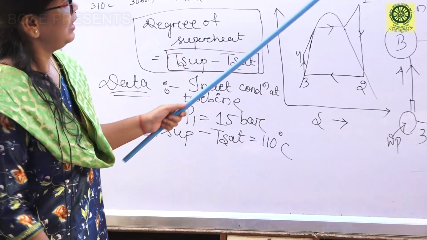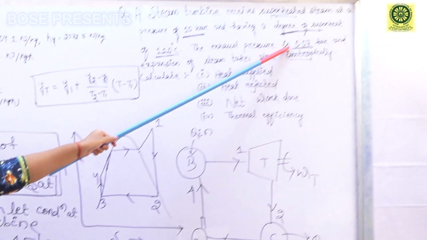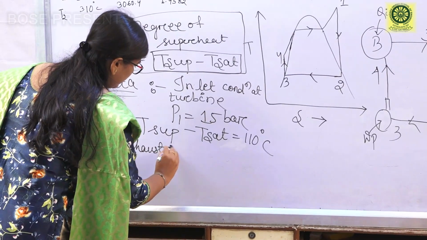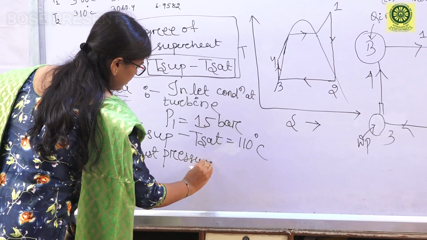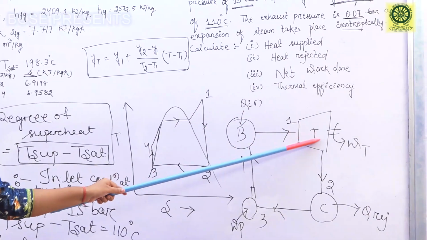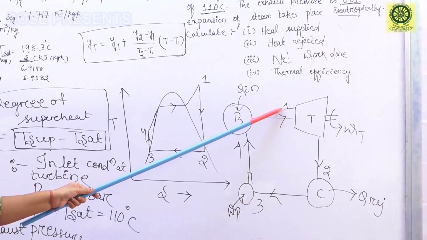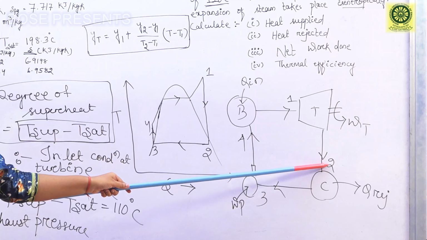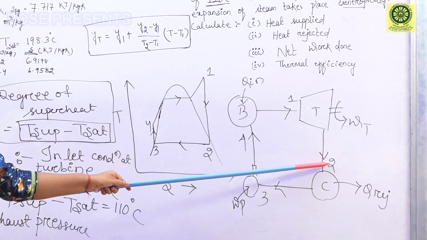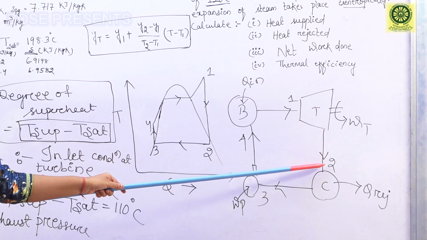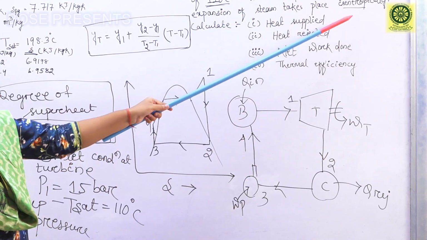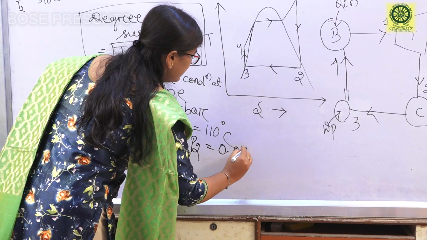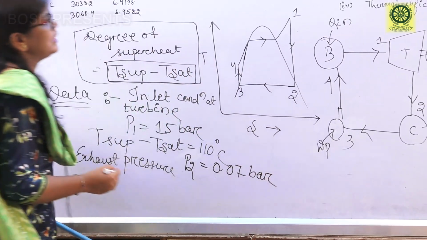Then the exhaust pressure is how much? 0.07 bar. So exhaust condition: exhaust pressure means, this is your turbine, and you can see the inlet point is 1 and the outlet point is 2. This point 2 indicates the exhaust point, and because of this expansion, at point 2 your pressure decreased from 15 bar to 0.07 bar. So I can write P2 is 0.07 bar. So these are my data.